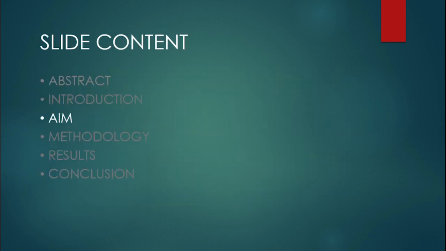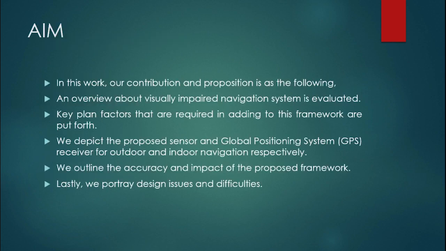The next slide, we'll talk about the aim. The aim of this work is as follows: an overview about visual impairment navigation system is evaluated. Key plan factors that are required in adding to this framework are put forth. We depict the proposed sensors and the global positioning system, that's the GPS, for both outdoor and indoor navigation respectively. We outline the accuracy and impact of the proposed framework. Lastly, we portray design issues and difficulties.